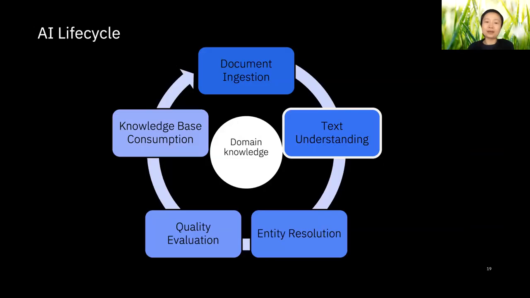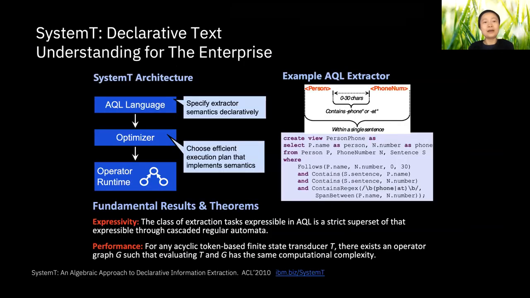Once we digest the document and convert it into a format that is machine consumable, we can now do understanding for an individual document. We have an ongoing project called SystemT. It's a declarative engine to support text understanding for the enterprise. Some of you may have heard about this before. It looks very much like a relational database, where we have a language called AQL designed very similarly to SQL.